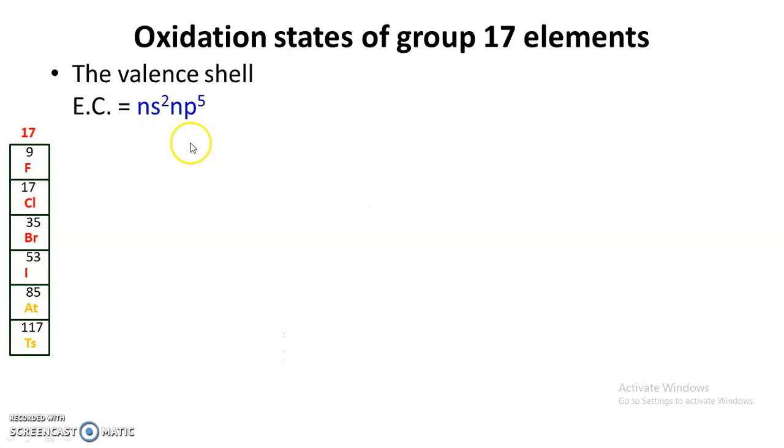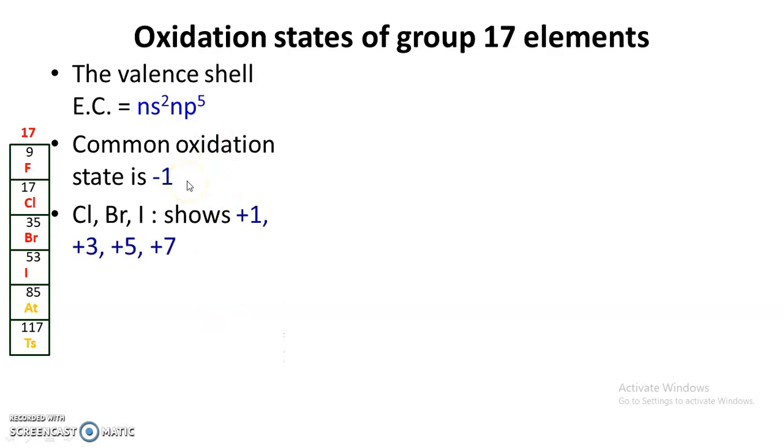This is the valence electronic configuration of group 17 elements. It is ns2np5, and from this electronic configuration it is clear that when halogens gain one electron, their octet will be completed, and therefore they have a strong tendency to gain one electron. Because of this, their common oxidation state is -1.